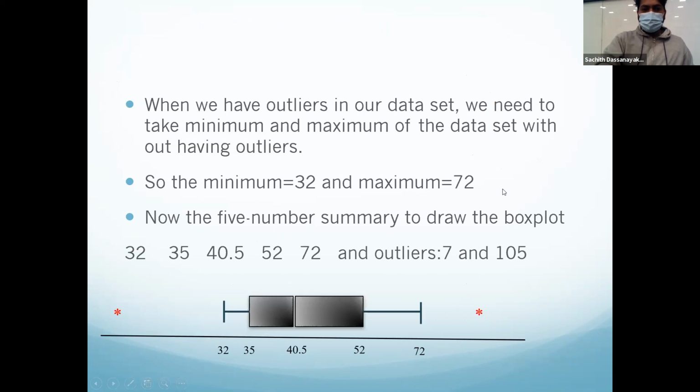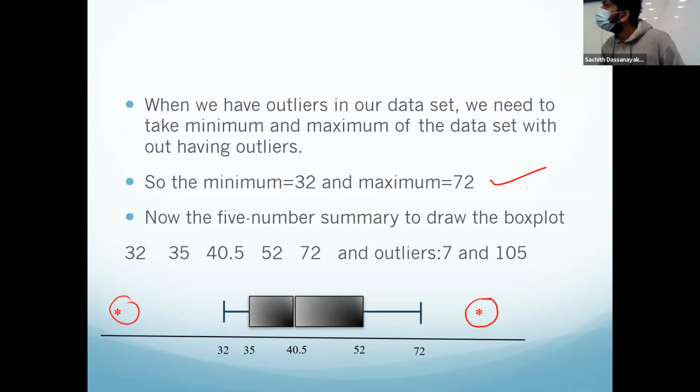I mentioned it there. So the new minimum and maximum is 32 and 72. Okay. If you don't have any outliers, then that's fine. Otherwise, you have to change accordingly. See, these are the outliers, mentioned by a star mark.